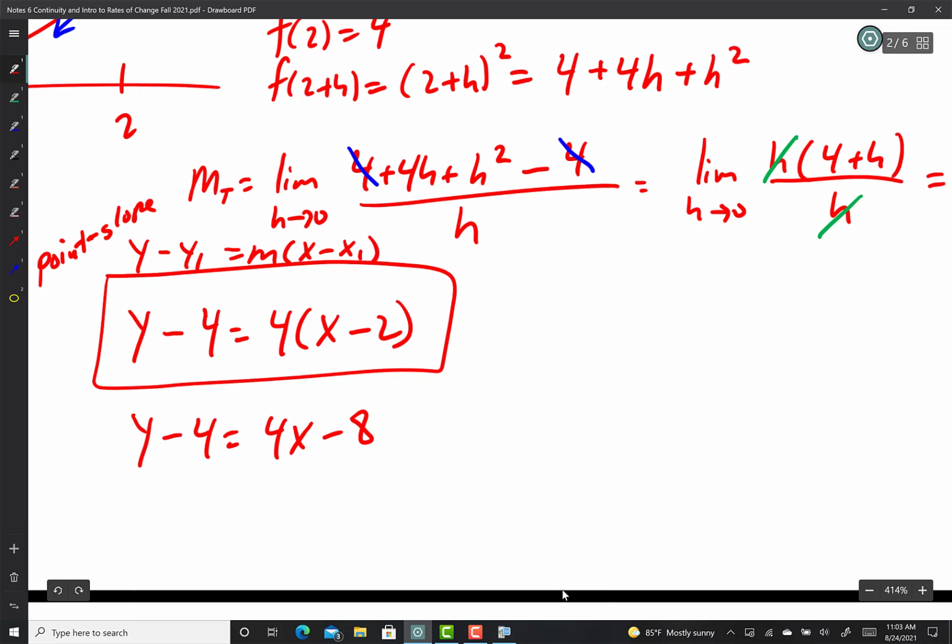Let's solve it in terms of y equals mx plus b. Where did you get this 4? This 4 is from the coordinate. This 2 is from the coordinate. That 4 is from the slope.